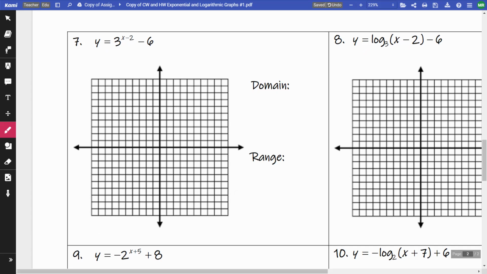Okay, so now I'm dealing with a base 3. Okay. My asymptote for this is going to be at y equals -6. So let's see. 1, 2, 3, 4, 5, 6. So I'm going to draw it here.